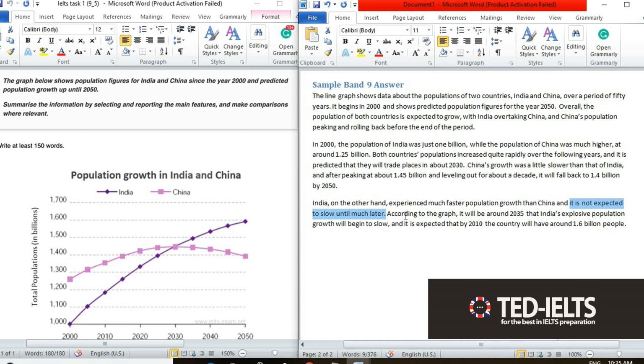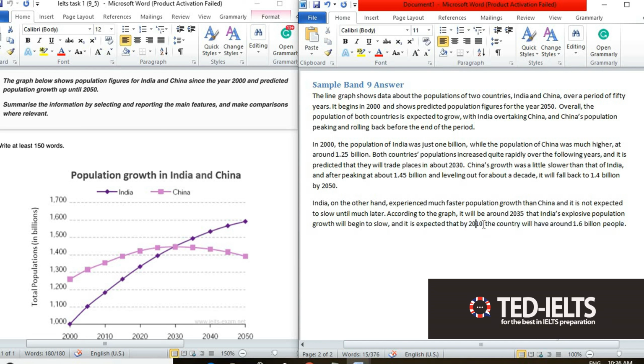So that is referring to here, although I didn't give any specific details, so I'll write another sentence. According to the graph, it will be around 2035 that India's explosive population growth will begin to slow. So that's up around here, 2035. And you can kind of see this trend slowing down a little bit after this really, really fast growth up until then. Notice again, it will be, so we're talking in our future tenses.